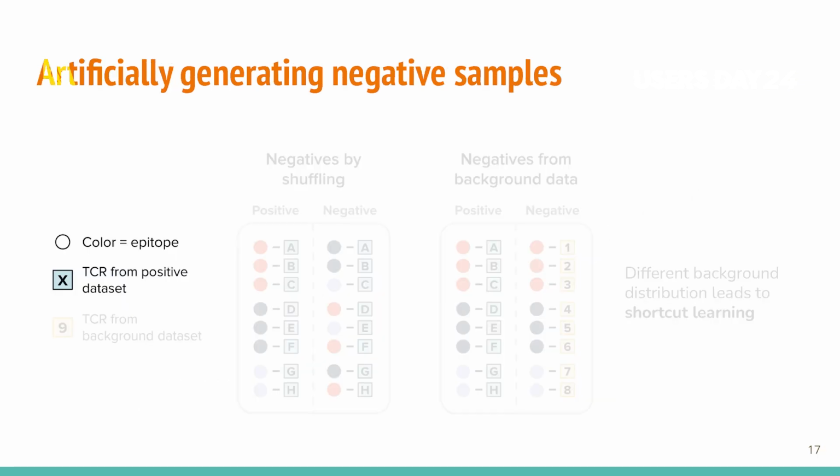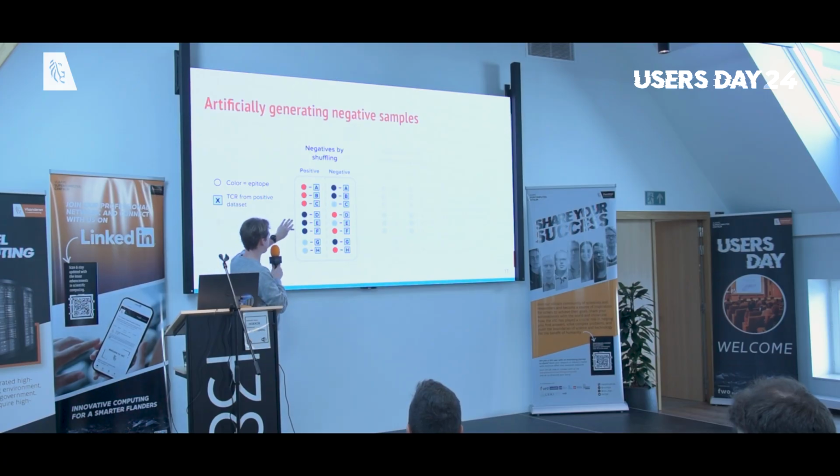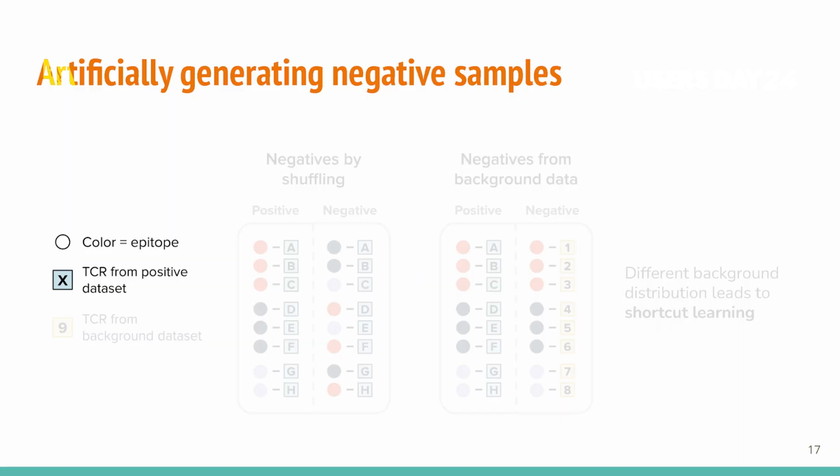Unfortunately, we again found a problem in the negative data sampling. This time the problem was a bit different. In a bit more detail, what we usually do is shuffle the T cells, the squares, and the epitopes, the circles, from the positive data set to get the negative data set. What PAMPEP, this new model, did instead was pair the epitopes from the positive data with completely different TCRs from a background data set.